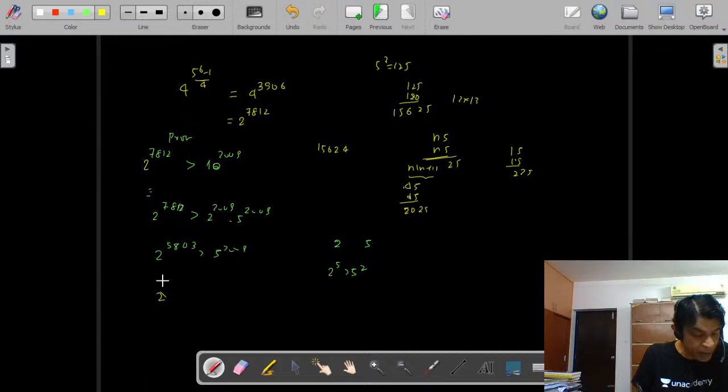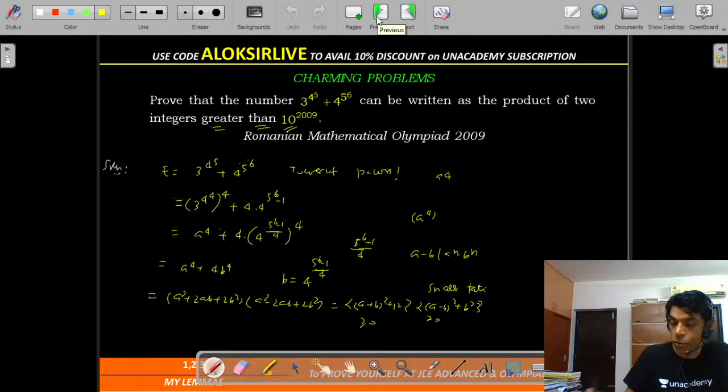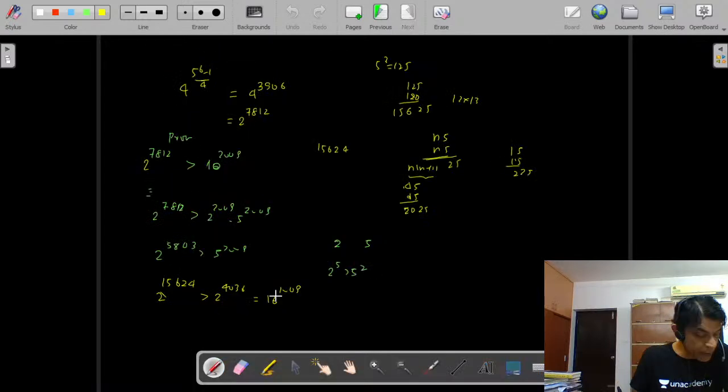So let me write it for the benefit of all. 2 to the 15624 exceeds 2 to the 4036, quite a small bound, and then let me check if this is correct, and 16 to the 1009. No, it was not 1009, it was 2009. So you need to rework, right? Of course you can do it. It is not as crude, but still it can be done.